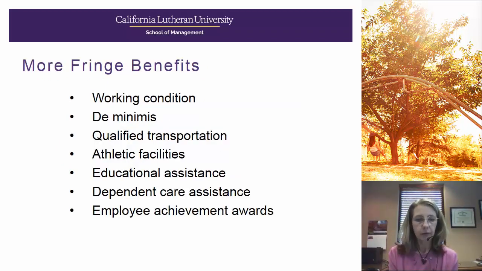And here we have a few more fringe benefits. Your textbook covers them in detail, but these again are non-taxable fringe benefits, and they include working condition fringe benefits, de minimis fringe benefits, qualified transportation benefits, athletic facilities, educational assistance, dependent care assistance, and employee achievement awards.